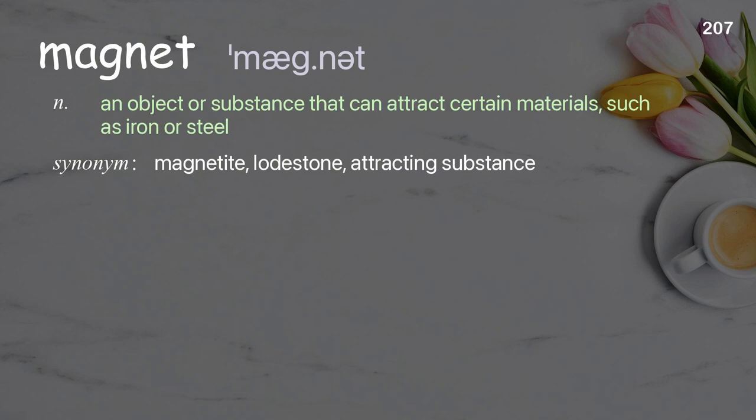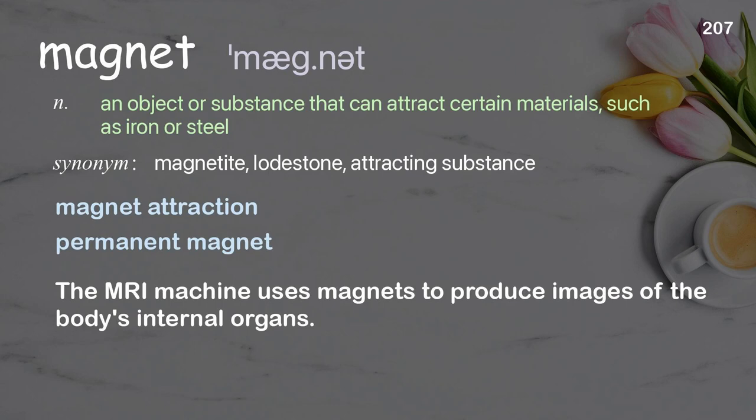Magnet. An object or substance that can attract certain materials, such as iron or steel. Examples: magnet attraction, permanent magnet. The MRI machine uses magnets to produce images of the body's internal organs.